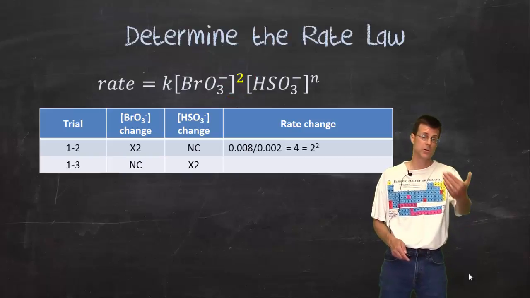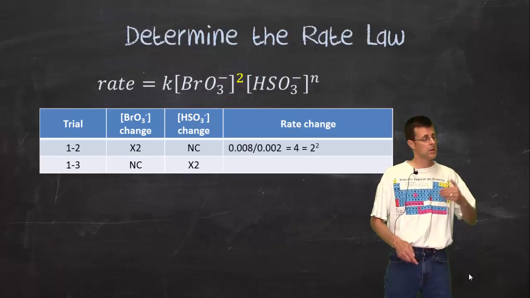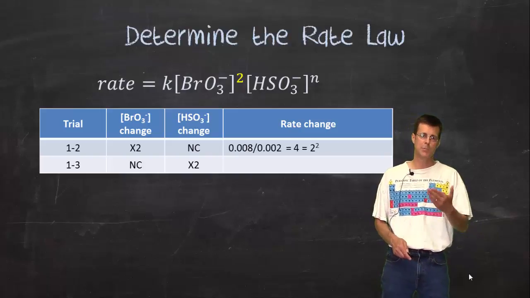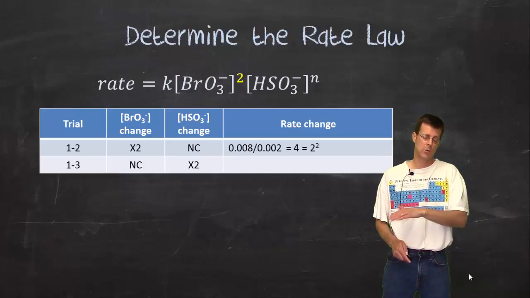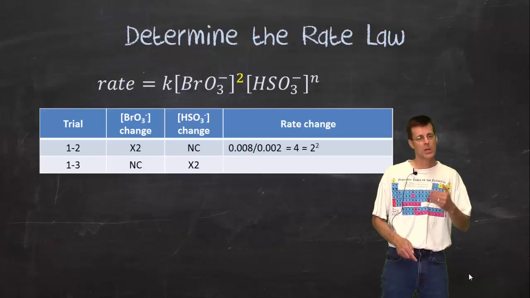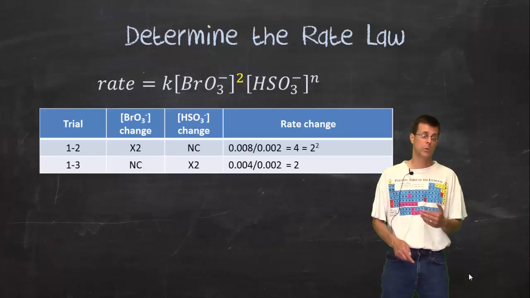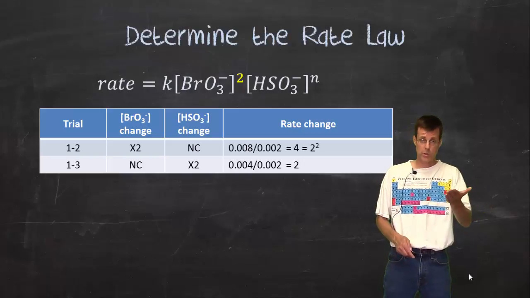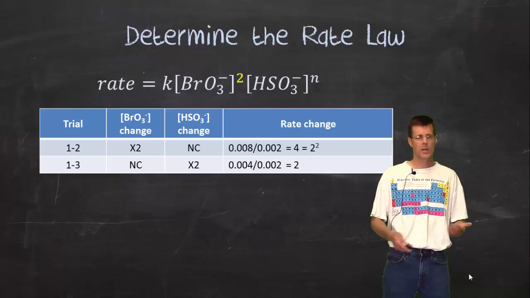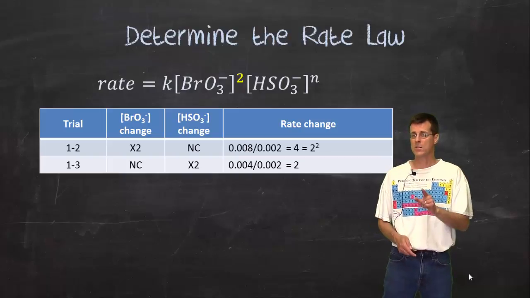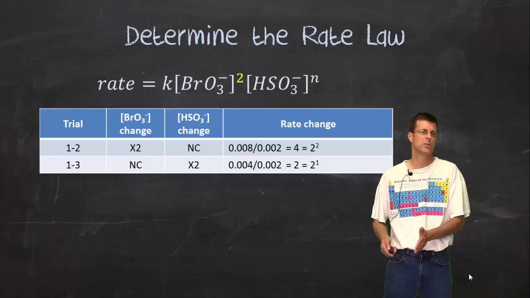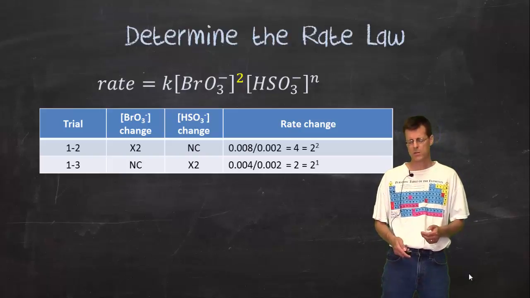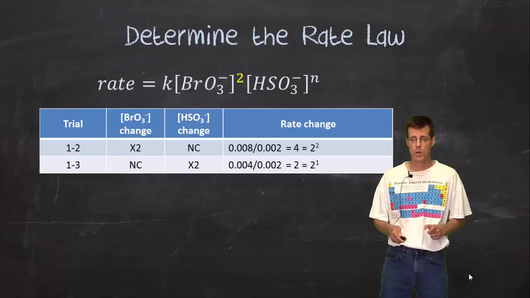Now I'm looking at the other one, the trial 1 versus trial 3. There was no change in bromate, but there was a change in the bisulfite, HSO3, 1 minus charge. It doubled. What happened to the rate? Well, the rate went from the new one on top, the baseline on the bottom, and that comes out to 2. That's not as important as 2 to what exponent? Well, 2 to the exponent 2. Sorry, I said 2 to the exponent 2, didn't I? 2 to the exponent 1.